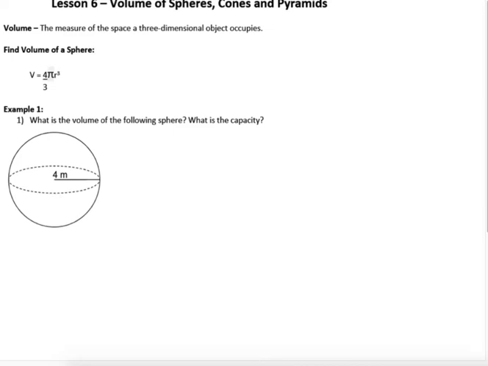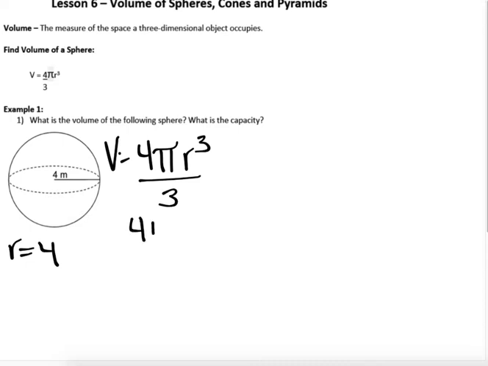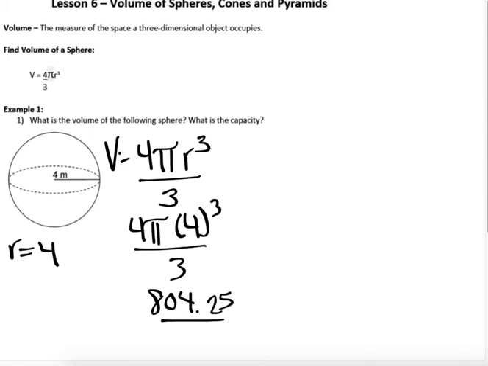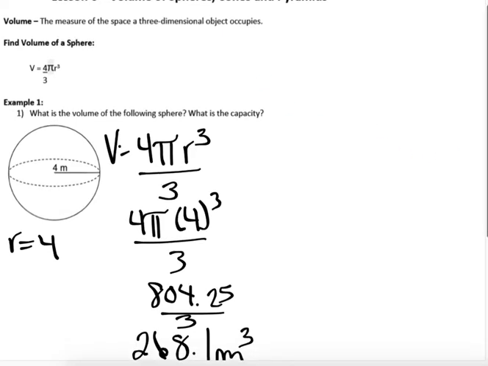So first things first, volume is going to be equal to 4 pi r cubed divided by 3, where r is equal to 4. So I have volume is equal to 4 pi r cubed all over 3. So 4 times pi times 4 cubed divided by 3. So 4 times pi times 4 cubed is going to give me 804.25. I'm then going to take that and divide it by 3. When I divide it by 3, I get 268.1 meters cubed.